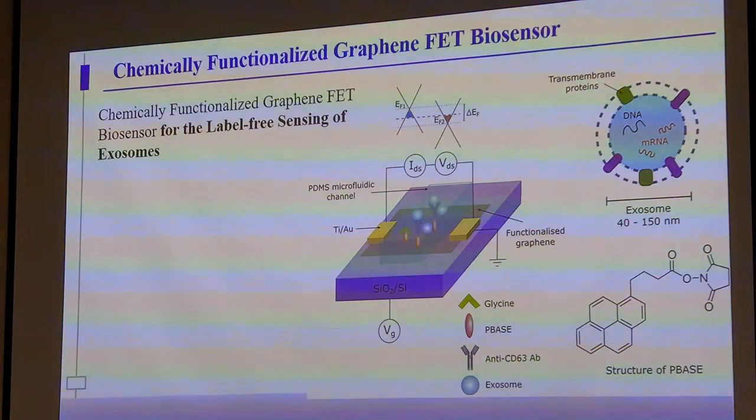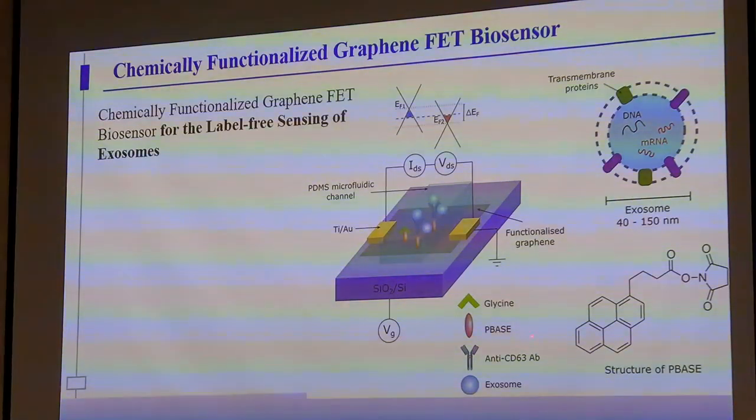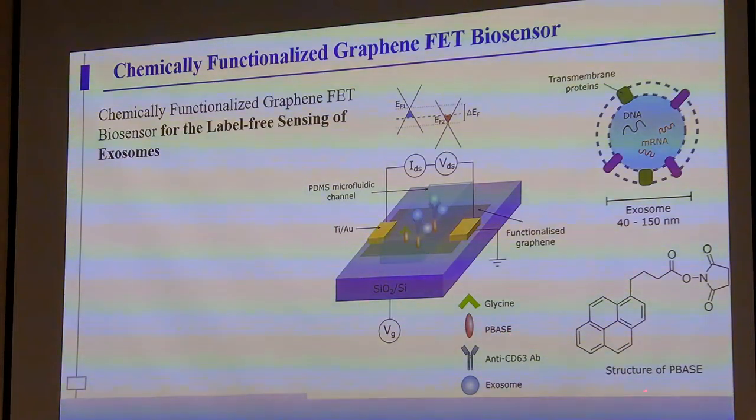This is a particular device for exosome sensing. Here we have different molecules. For example, graphene. On top of the graphene, you will use the linker, PBASE. And with PBS, you will bind this anti-CD63 antibody and then the base, and then you will have this one. In this case, depending on adsorption and desorption, the Fermi energy level of the graphene will shift.